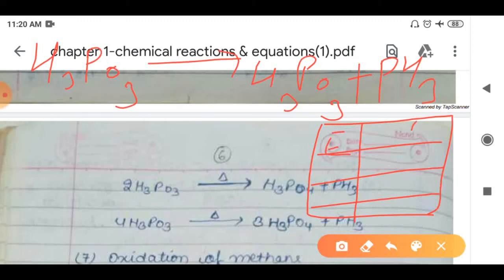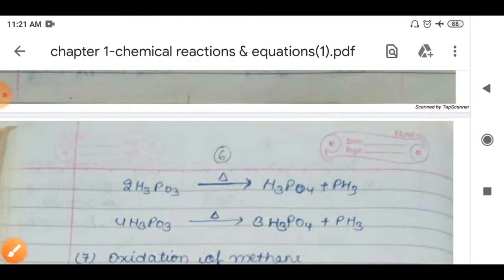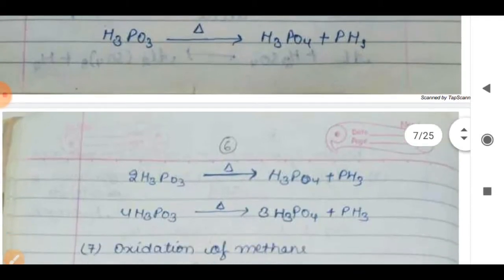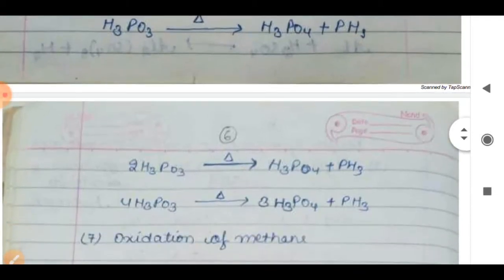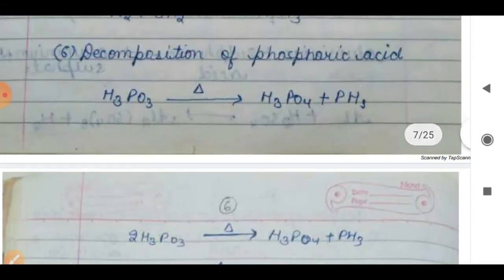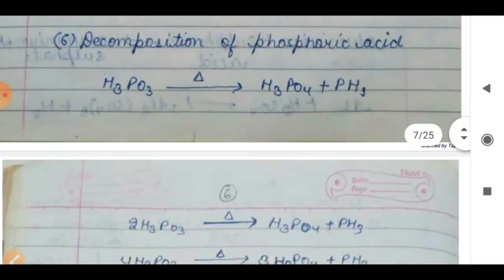How many elements are present in total? 3 elements are present. First one is the hydrogen. I am writing here hydrogen. The second one is the phosphorus and the third one is oxygen, right? Let me try to understand this without drawing the table, because the drawing of table is quite difficult here in this way. So let me try to understand it step by step.